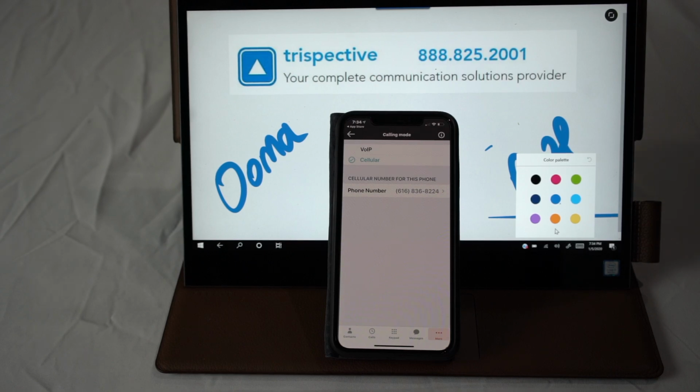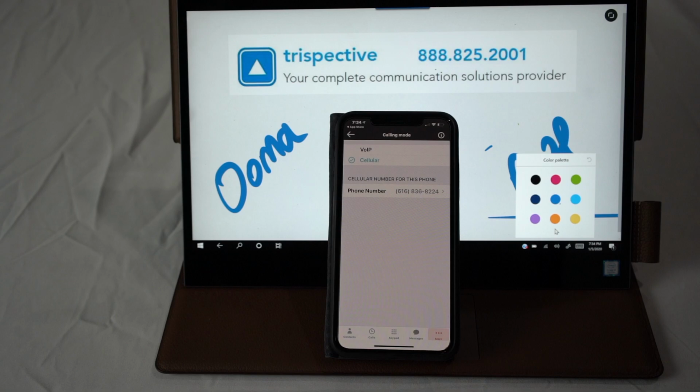Cellular, definitely want to use that if you're going in and out of the building, or if you're traveling a lot where you're not consistently on Wi-Fi. I would put it in cellular mode. And basically what happens is incoming calls are going to actually ring your cell phone number versus going over the data network, which would happen in the voice over IP mode.